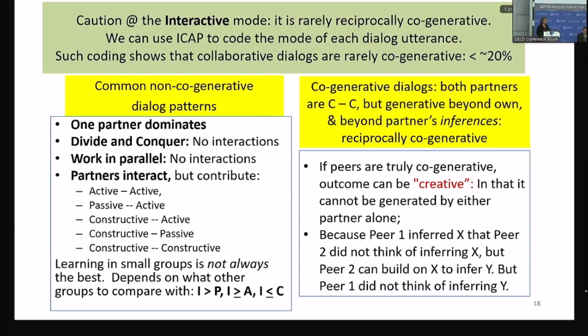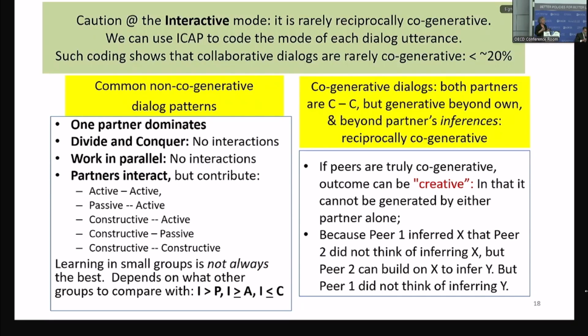On the left, it shows the common non-co-generative dialogue patterns. Typically, one partner dominates, you can divide and conquer, you can work in parallel, or the partners could interact, but not in a co-generative way. One could be active, the other passive, and so on. They could even both be constructive and work in parallel. That's probably pretty close to co-generative, but not necessarily. Therefore, learning in small groups or dyads is not always better than constructive. It's almost always better than passive, and better than or equal to active, but it could actually be worse than constructive, depending on how they do it.